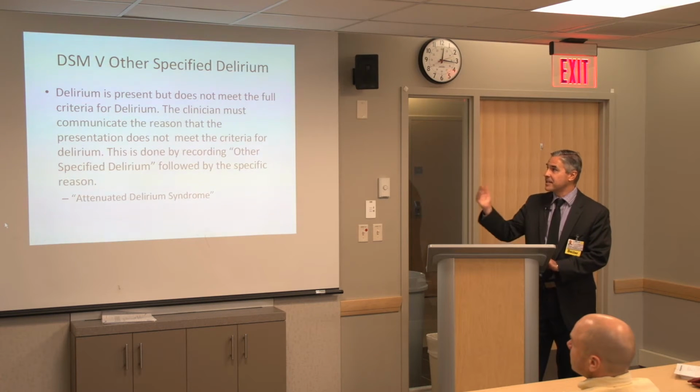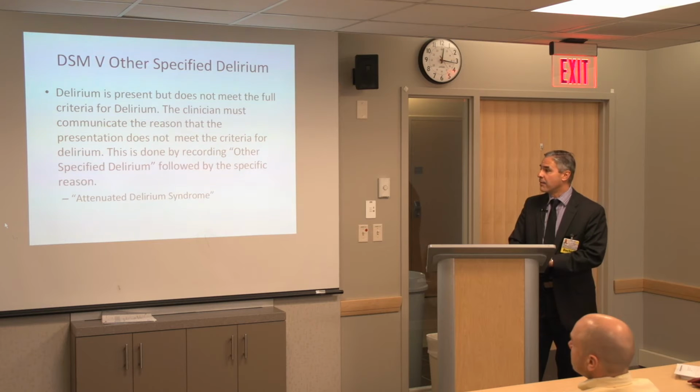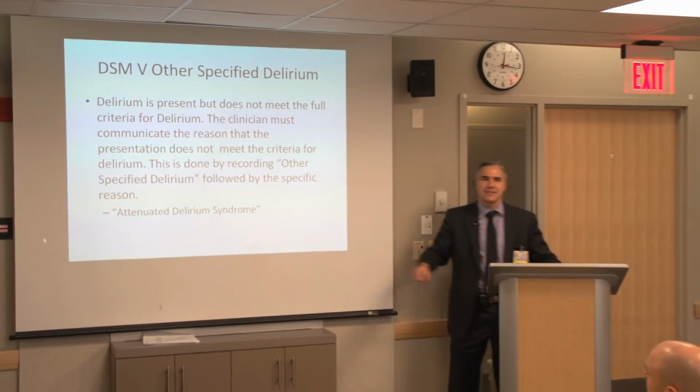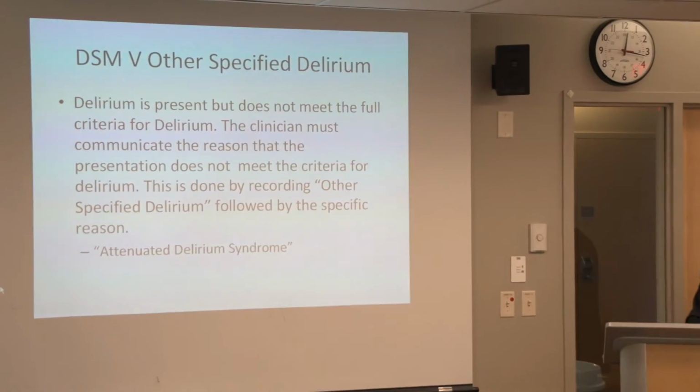So as Bill said, this is the other specified delirium. In this case, they're delirious, but they don't meet criteria for delirium. Attenuated delirium syndrome is the specific example given. So if you've got a mild confusional state that isn't quite at the level of delirium, you can call it an other specified delirium, and you have to say what it is. So you could say attenuated delirium syndrome, which would always be right.